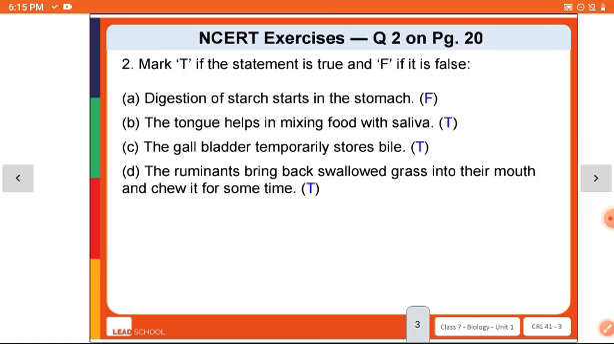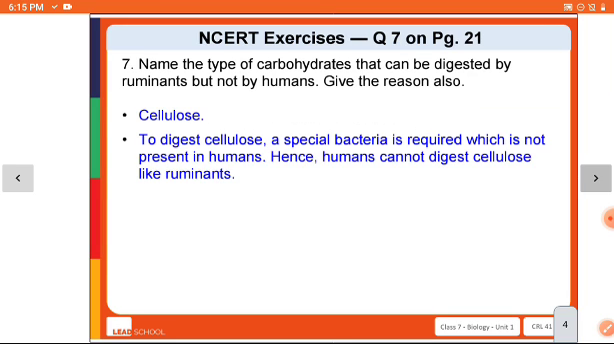Students, question number 2 is mark true or false. Digestion of starch starts in the stomach. That is a wrong statement, so this is false. The second one: the tongue helps in mixing food with saliva. That is true. The third one: the gallbladder temporarily stores bile. That is true. And ruminants bring back swallowed grass into their mouth and chew it for some time. That is true.